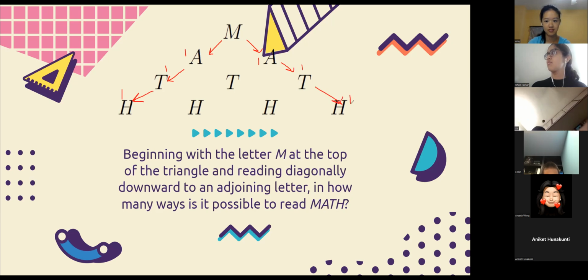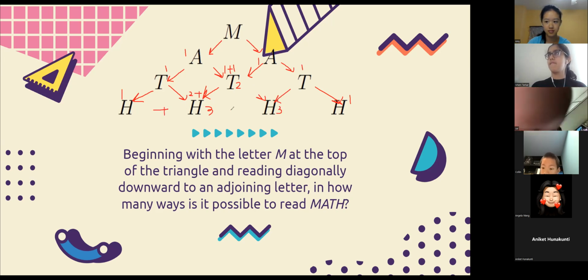But in the center, you'll add 1 plus 1 to get 2, because you have to go inwards. Same thing for the H's: you add the T's to get to the H's. So you have 2 plus 1, which gives you 3, and the same thing for the other H. Then you add all of those up: 1 plus 3 plus 3 plus 1, which gives you 8.